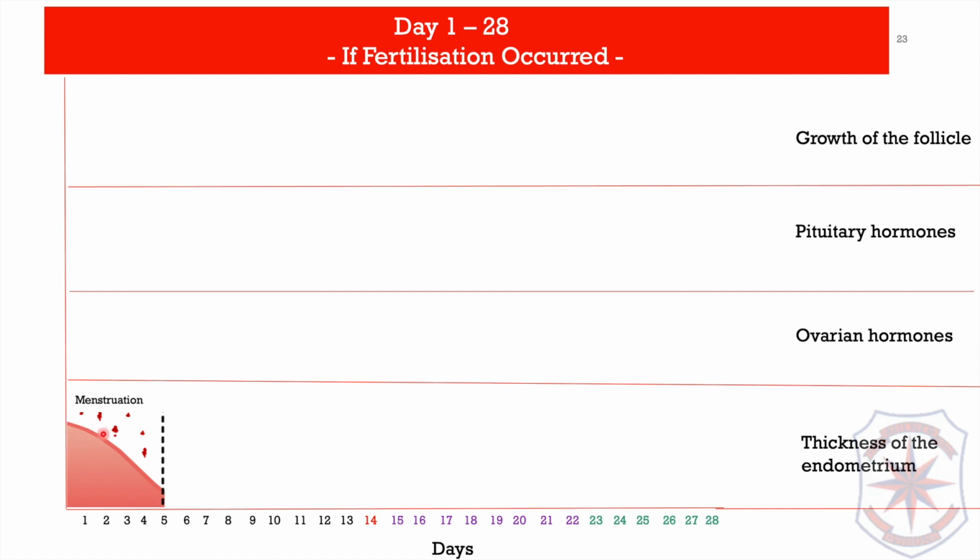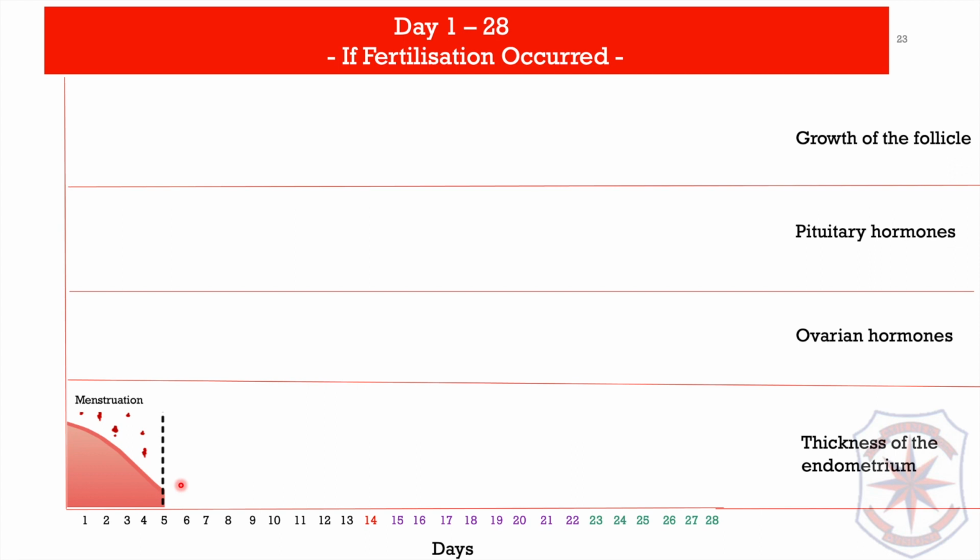And then for an average of 5 days, it breaks down and blood comes out, and then we call that menstruation. The breaking down or the shedding of the endometrium. Now, at day 5, the endometrium is now thin. How do we get to improve or to thicken the endometrium?